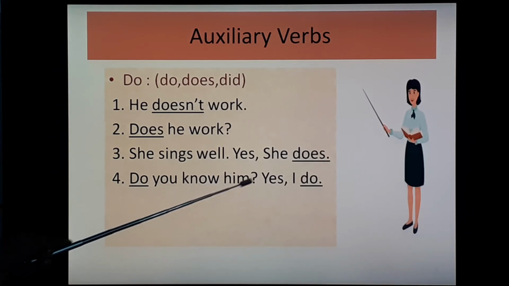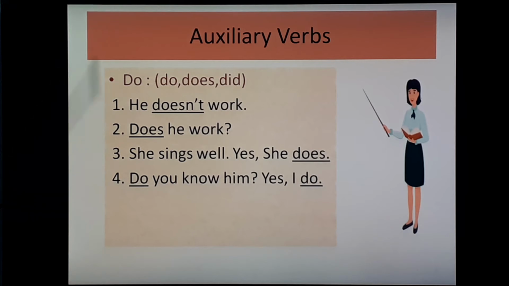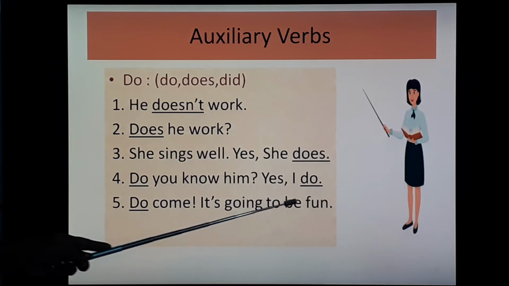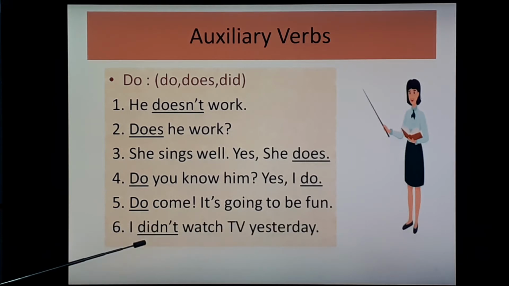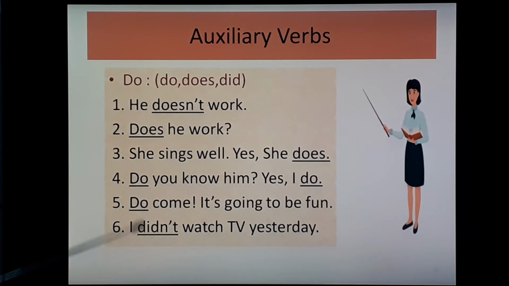Do you know him? Yes, I do. Do form. Do come, it's going to be fun. Do form. I didn't watch TV yesterday. Didn't, so did. Do form. So all these are auxiliary verbs.